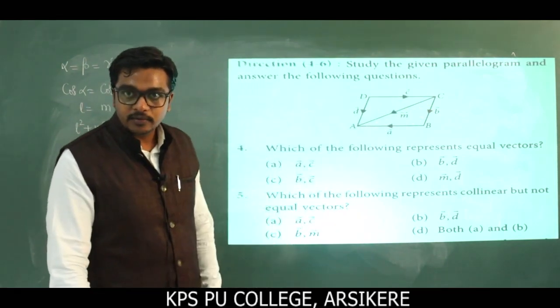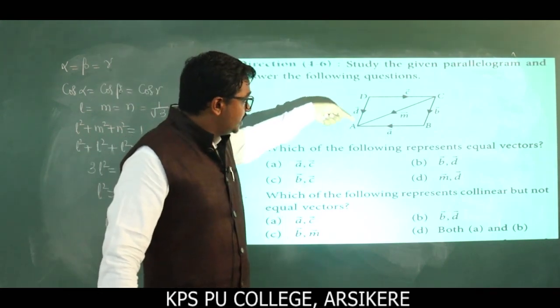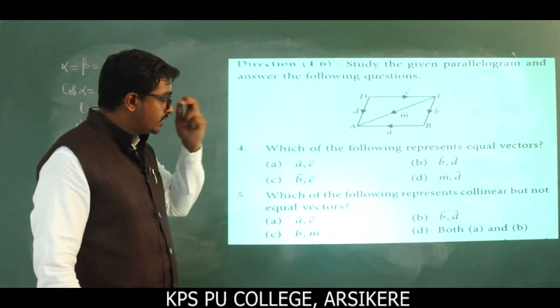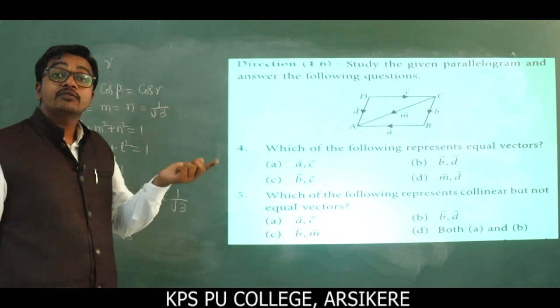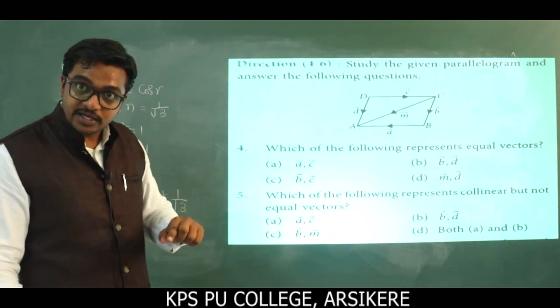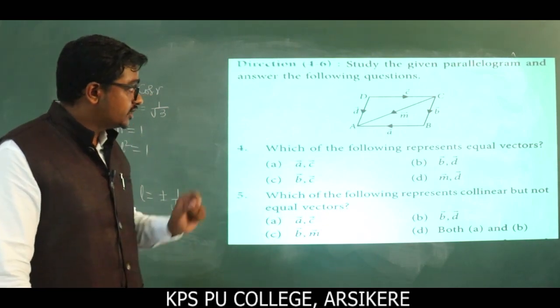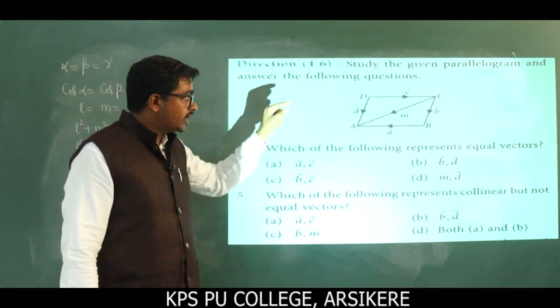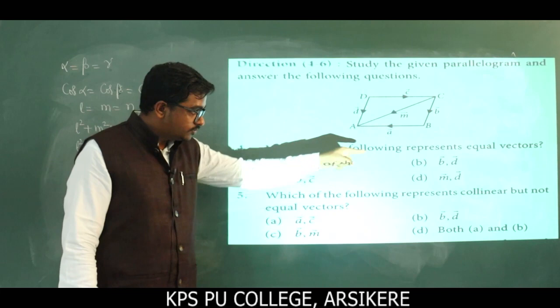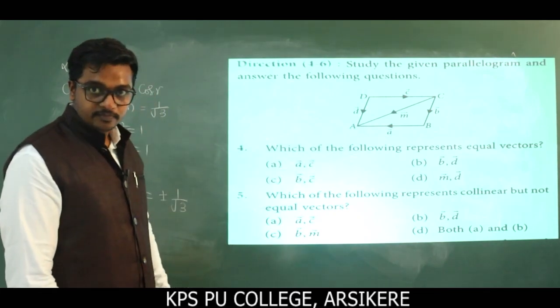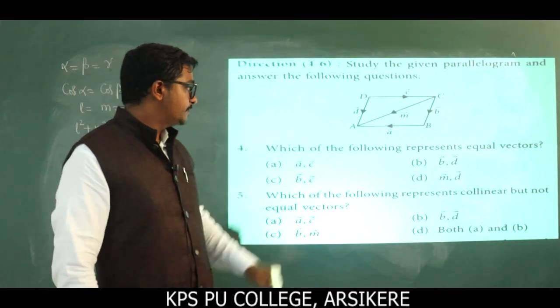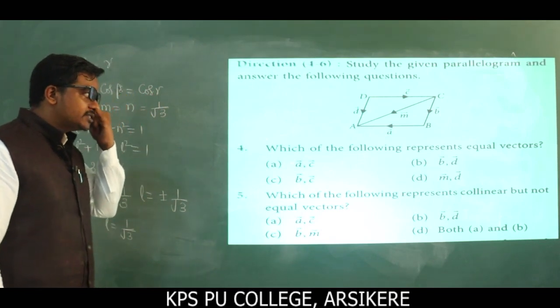They are not equal. But vector DA as well as CB, vector D and vector B, when you observe, they have the same magnitude as well as the same direction. Hence the answer is vector B as well as vector D. Option B is the right answer. Option B, here they represent equal vectors.